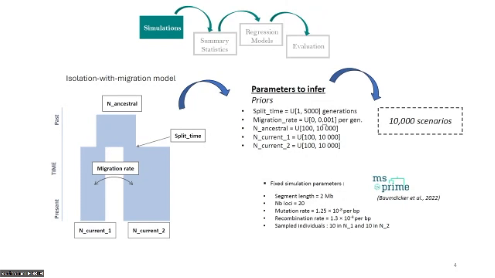And so we simulated 10,000 scenarios, so 10,000 sets of genomic data, sampling the demographic parameters randomly and uniformly: from 1 to 5,000 generations for the split time, from 0 to 1/1,000 for the migration rate, and from 100 to 10,000 for the effective population sizes. And so these are the parameters that we want to infer.